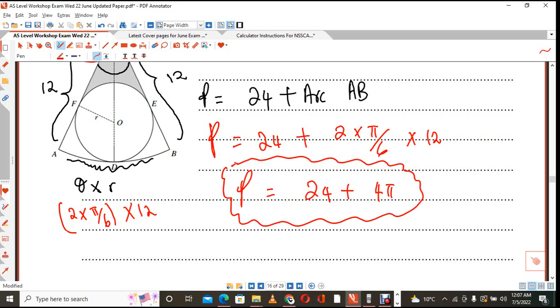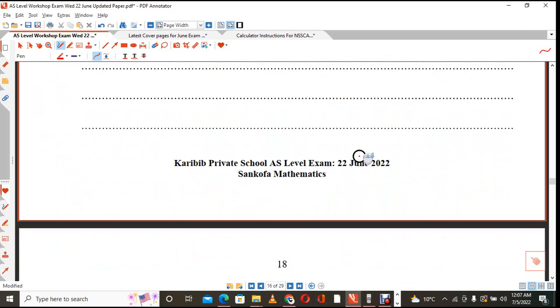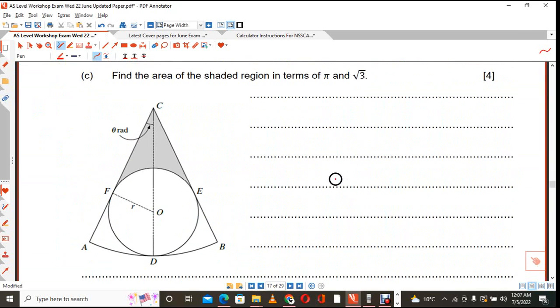Okay, so that is the perimeter, and you have to be consistent with your working. I brought the diagrams over, as you can see, maybe your diagram is not there, or I just don't want to go back and forth. Now we are asked to find the area of the shaded region, and we must give our answer in terms of pi and root 3. So our answer should contain that.